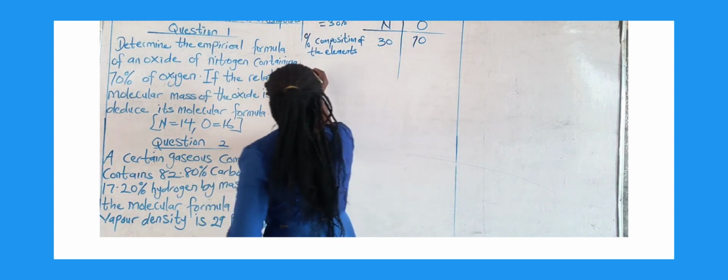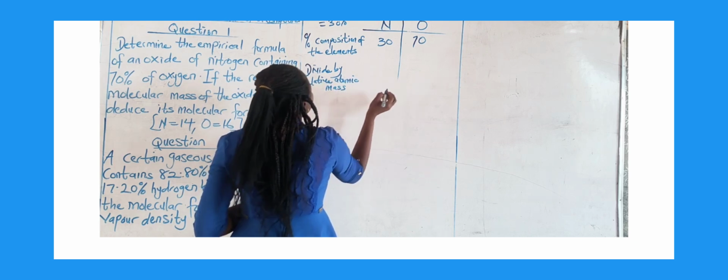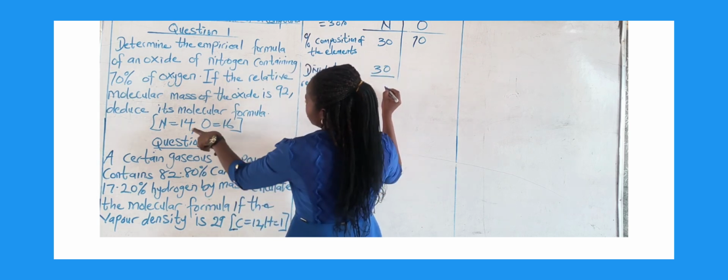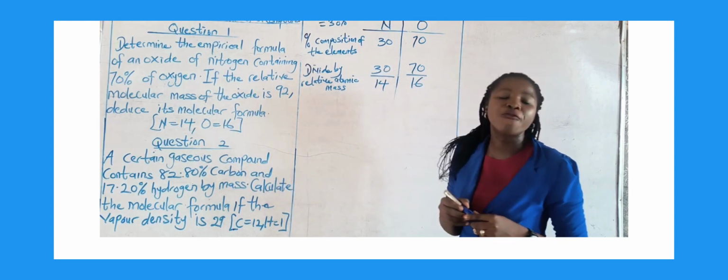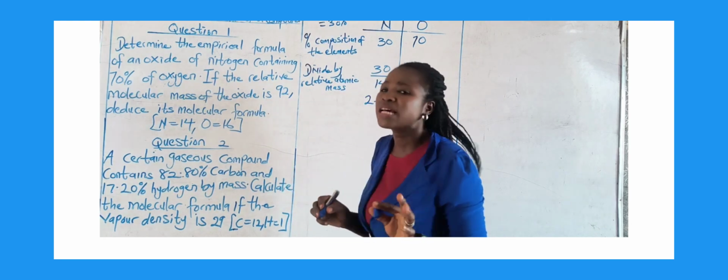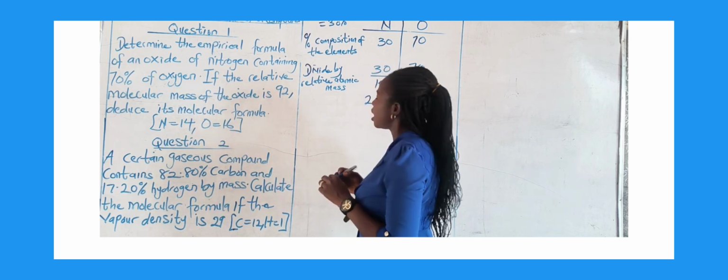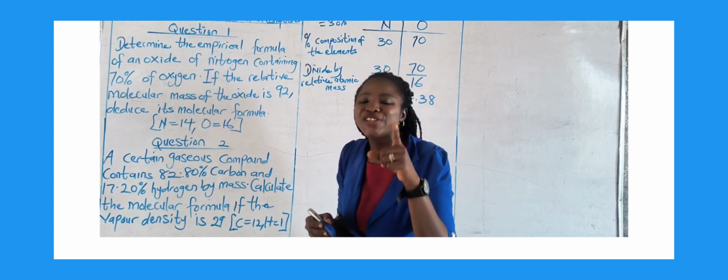Yes. So let's go. What's the next step? Divide by relative atomic mass. That will now be 30 over 14. And 70 over 16. Good. So 30 over 14 gives us around 2.1. And the other one will give us around 4.38. Good. I hope you have pressed your calculator because I told you we are going to do this together.